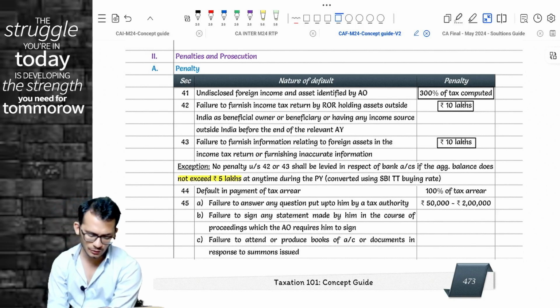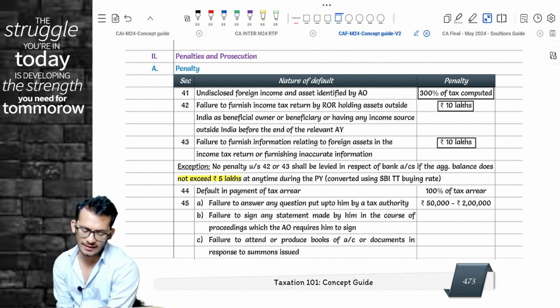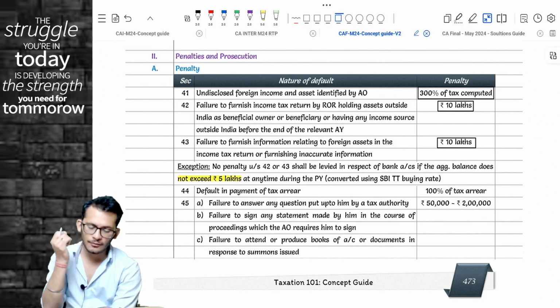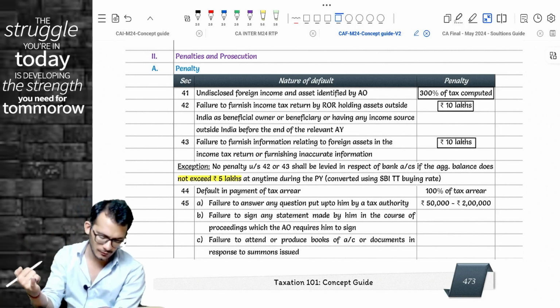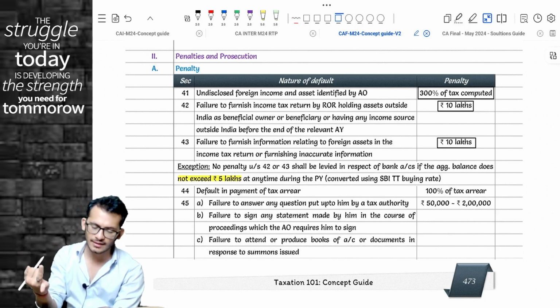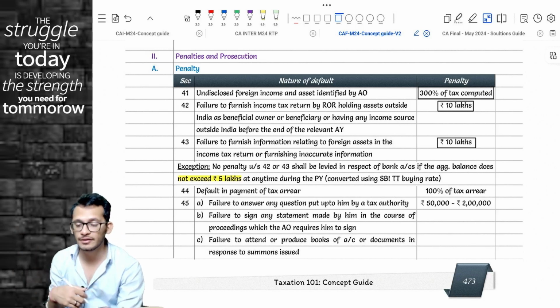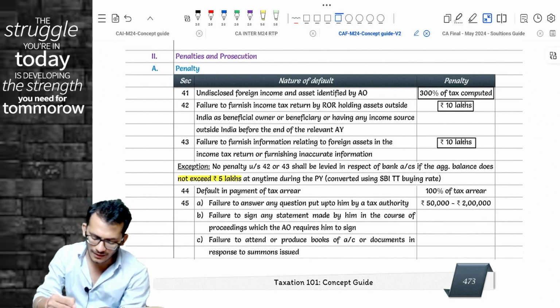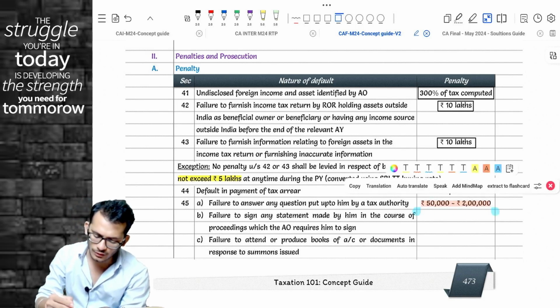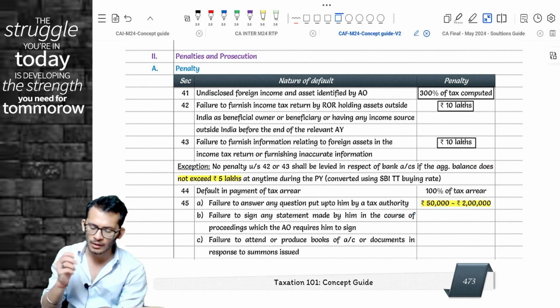Okay. Yes, last two items. If there is a default in payment of tax arrears, then it is 100% of tax arrears. If you fail to answer any questions the assessing officer is asking you, if you fail to sign any statement the assessing officer is asking you, if you fail to attend yourself or produce any books which the assessing officer is asking you, you will be levied a penalty of 50,000 to 2 lakh rupees.